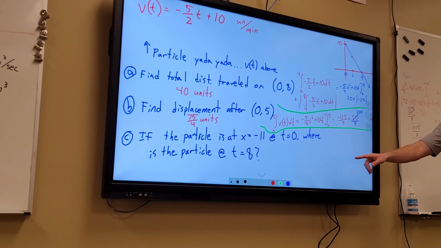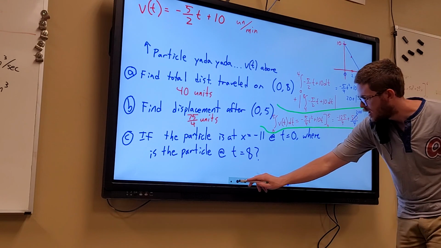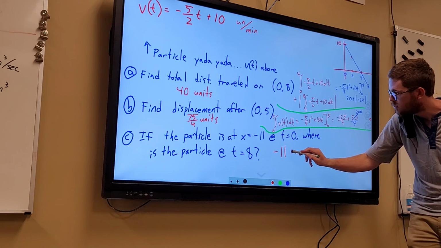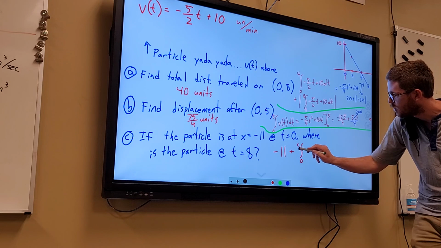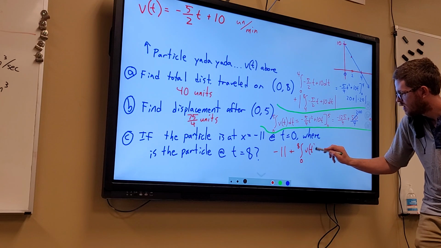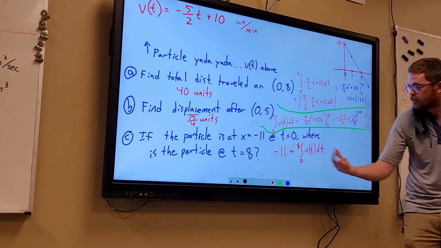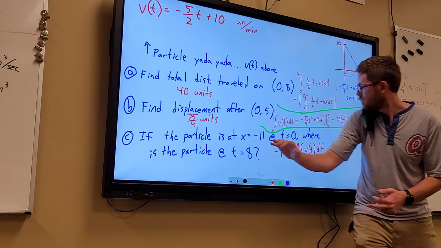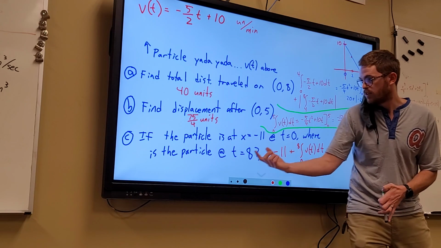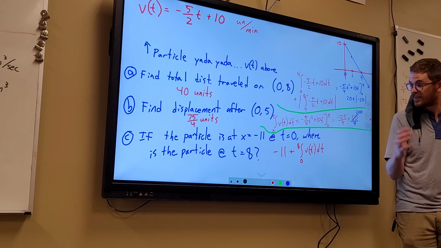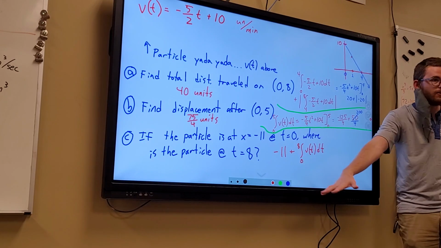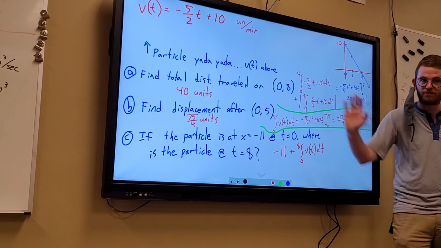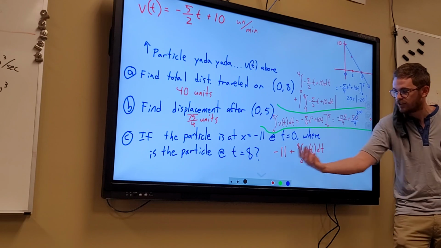On this last one, and we didn't have a lot of time to look at it, but essentially we have an initial value, and then we want to see all of the change that has occurred. And so it started at negative 11. If it's saying where is the particle, we want to take all that displacement and add it to it. If it moved to the left, adding a negative is going to move it to the left. If it's positive, it's going to move to the right.